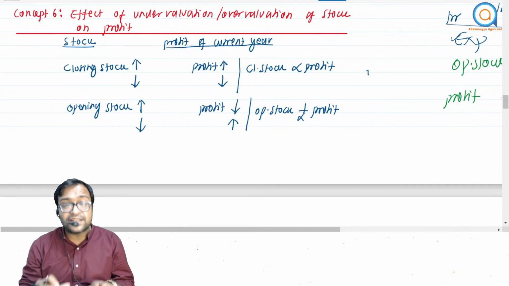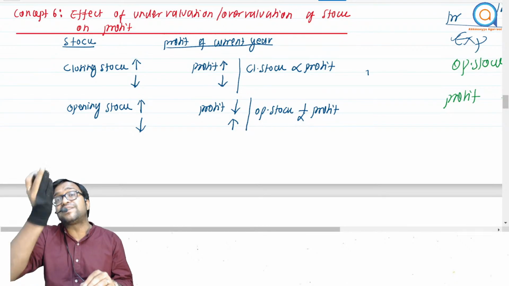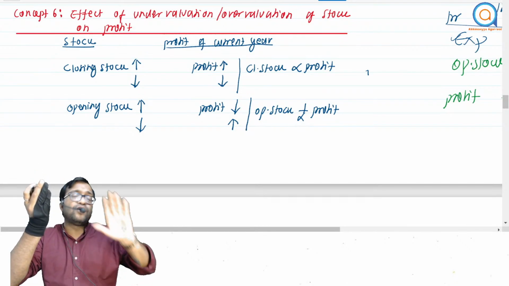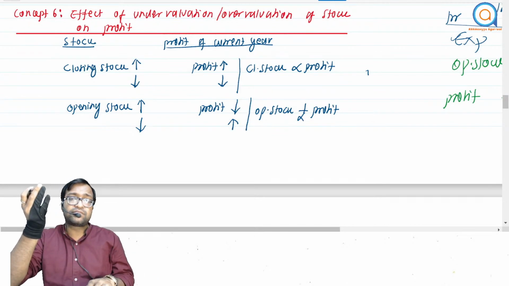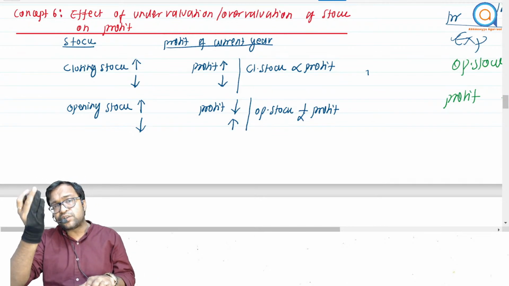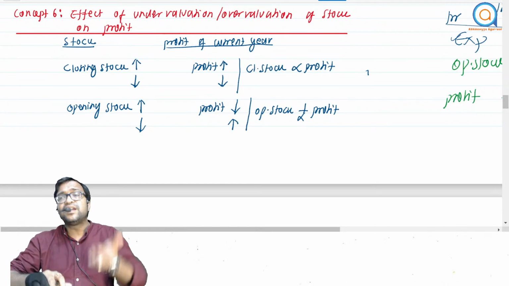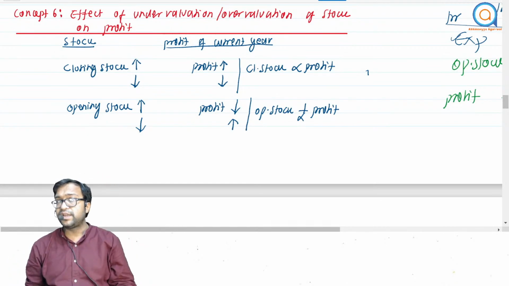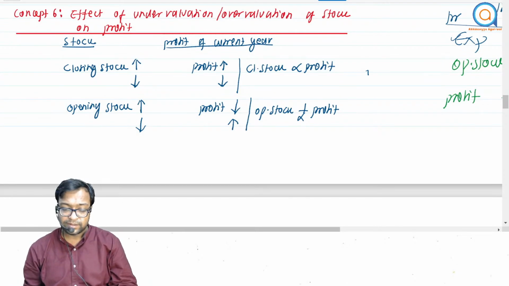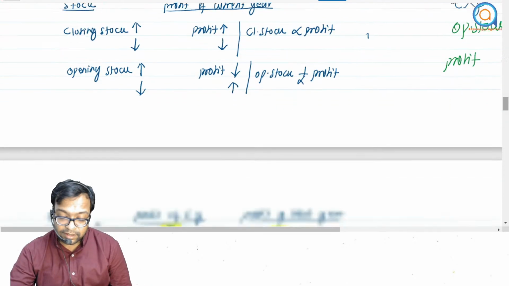If current year's opening stock is overstated, the profit of current year will be understated. And if opening stock of current year is understated, then profit of current year will be overstated. Correct? All these points are fine, I suppose. Yes, sir. Next.